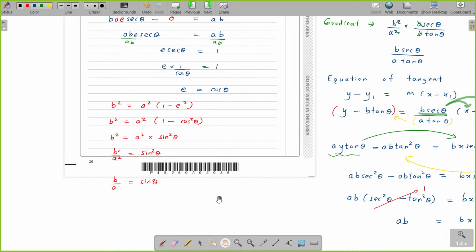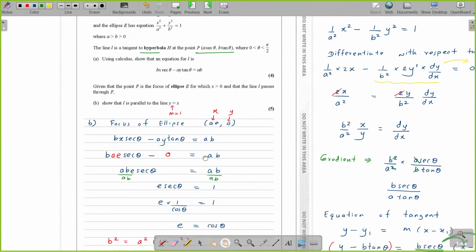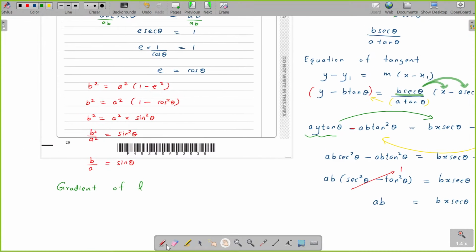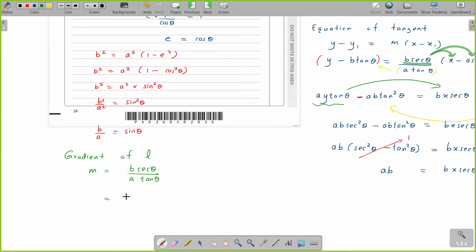Then shall we go for the gradient now? Try to simplify the gradient of line L. Because the question is to prove that our line L is parallel to y equals x, we need to keep the end goal in mind. What is the end goal? The end goal is that you want to show the gradient becomes equal to 1. y equals 1x. So the gradient of line L is b sec theta over a tan theta. I think we need to simplify the tan now, shall we? So I will keep b over a, times sec theta, times 1 over tan theta. Is it okay if I break it up like this? Because it's the same thing, right?